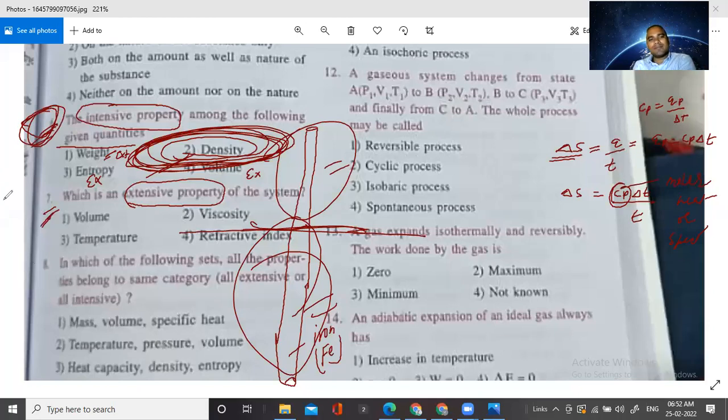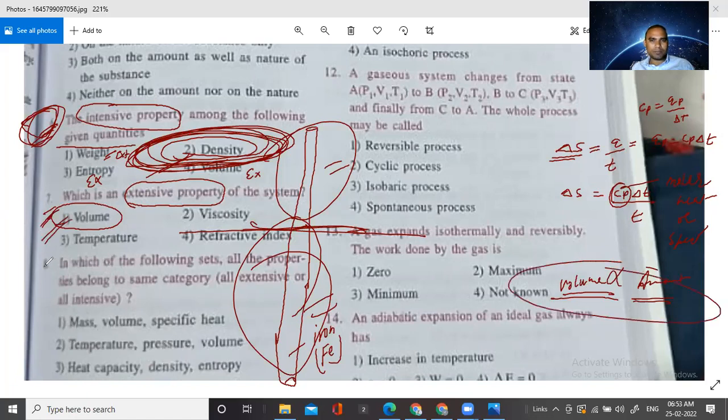See, weight is there, density is there, entropy is there, volume is there. They are asking which is extensive. So weight, entropy, volume are extensive properties. So volume will be extensive. More volume means what? Volume is proportional to mass, proportional to amount. Yes or no? More the amount, more will be the volume. So the option will be option number 1.